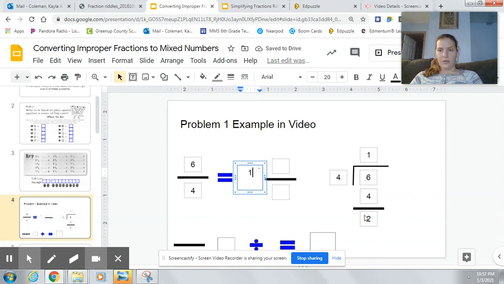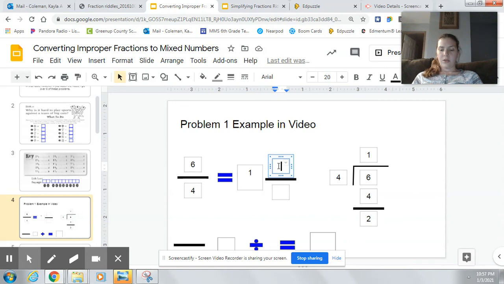The remainder, the pieces left over, is going to be the numerator. So 2 is my numerator. That's what's left over. And like it said in the video, the denominator always stays the same. So our denominator is going to be 4. We're still dealing with fourths in this fraction. So the simplified fraction would be 1 2/4.